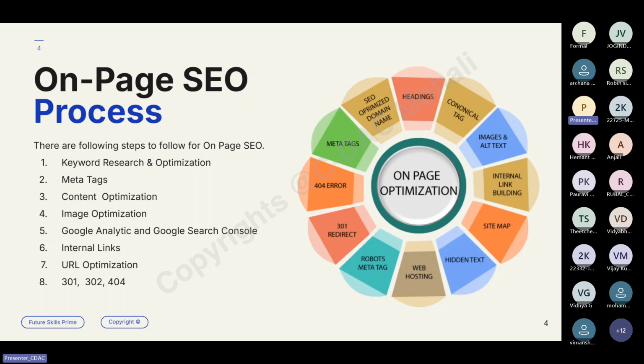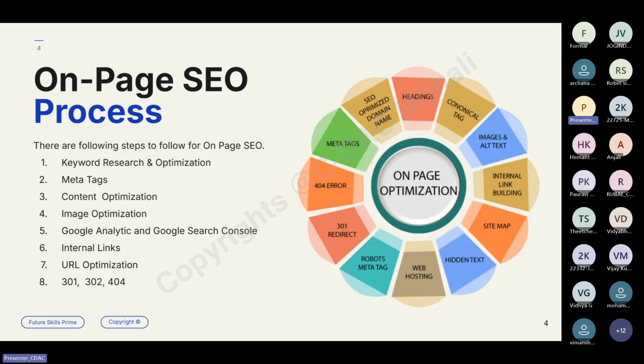After that, Google Analytics and Google Search Console are also used to analyze the performance of the website. Then we will add internal links that redirect users from one page to another page. And then URL optimization: your URL should reflect your services, and you should use the proper type of URL as we have discussed in the first session.